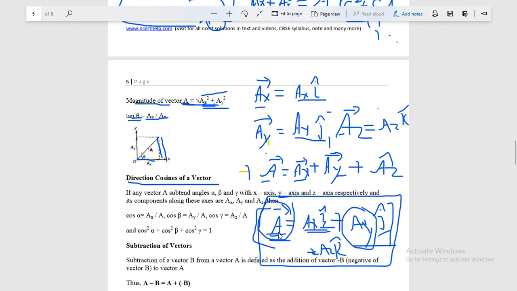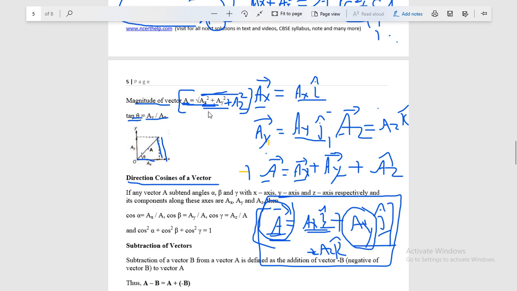The magnitude of the resultant vector a is given by a is equal to under root ax square plus ay square plus az square, if it is in 3 dimensions. So you can write here az whole square. This is the formula for the magnitude of the resultant vector a of vectors ax i, ay j and az k. This complete expression is in under root. It means ax, ay and az squares are all under the root.